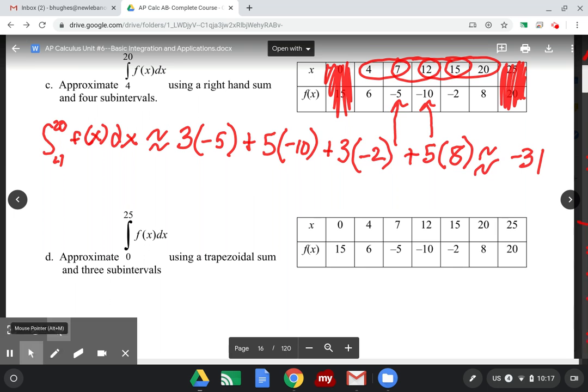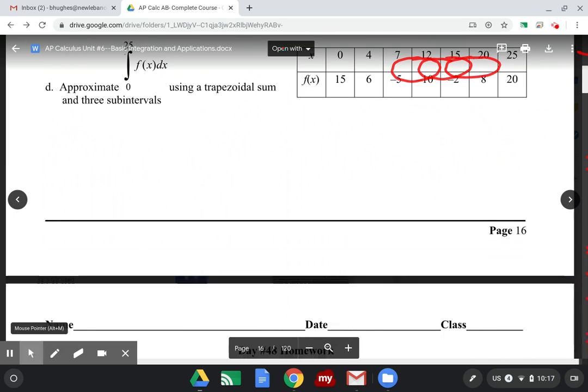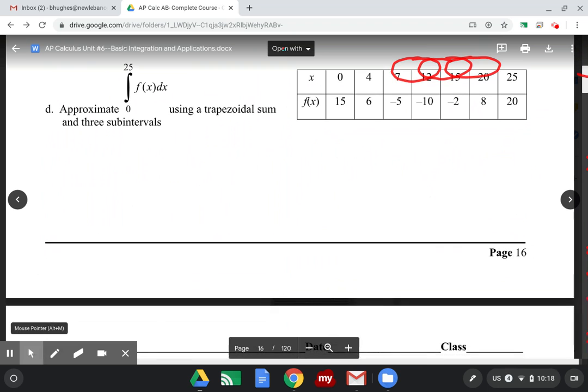All right, so the last one here, let's scroll down, is using a trapezoidal sum.